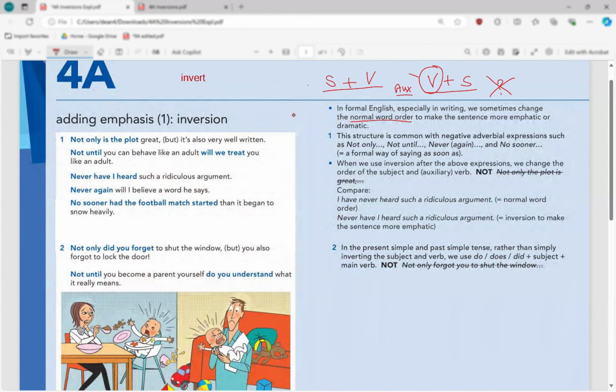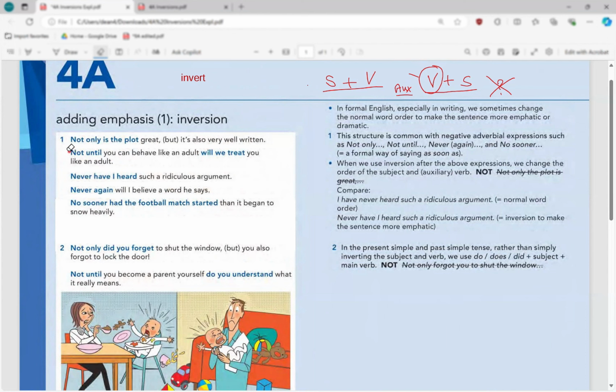Okay. So to make inversion, you need to start your sentence with adverb or adverbial phrases. The first one, look, this structure is common with negative adverbial expressions such as not only, not until, never again, no sooner. Okay. So when we start our sentences with these negative adverbial expressions, then inversion happens, right? We got the example here.